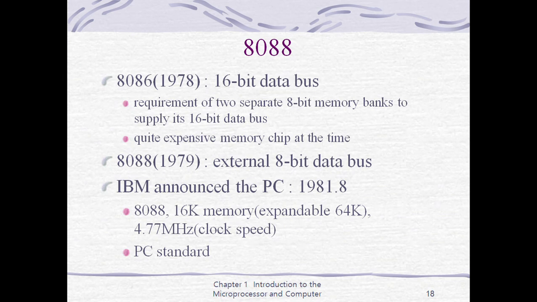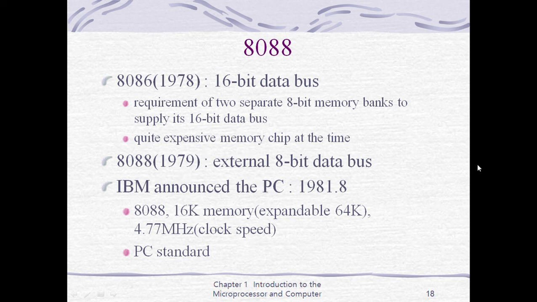8088 is a 16-bit microprocessor. The 8086 had a 16-bit data bus, but the 8088 microprocessor had an 8-bit data bus. In 8086, it had the requirement of two separate 8-bit memory banks to supply its 16-bit data bus. It was quite expensive memory chip at that time.